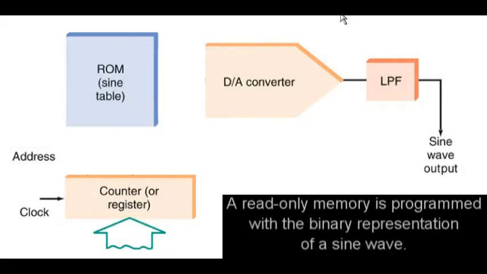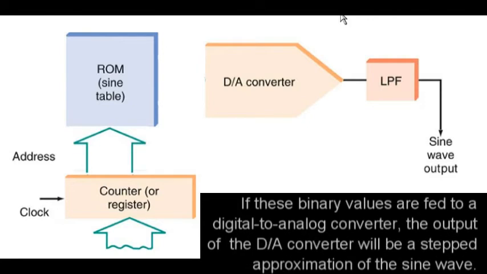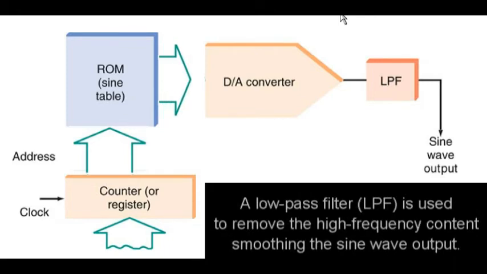A read-only memory is programmed with the binary representation of a sine wave. These are the values that would be generated by an analog-to-digital converter if an analog sine wave were digitized and stored in the memory. If these binary values are fed to a digital-to-analog converter, the output of the digital-to-analog converter will be a stepped approximation of the sine wave. A low-pass filter is used to remove the high-frequency content, smoothing the sine wave output.